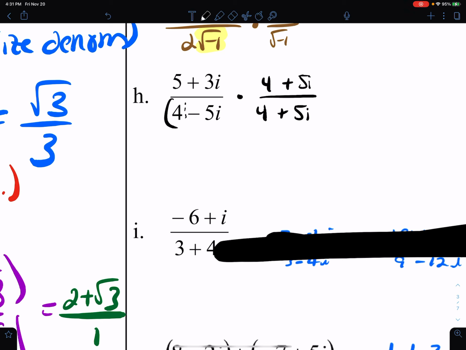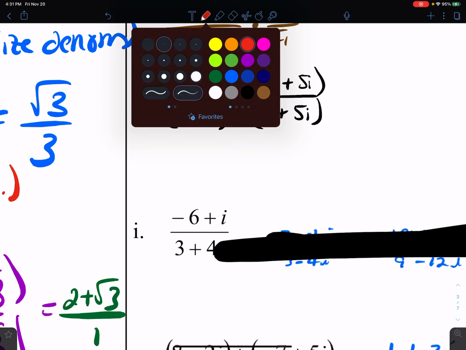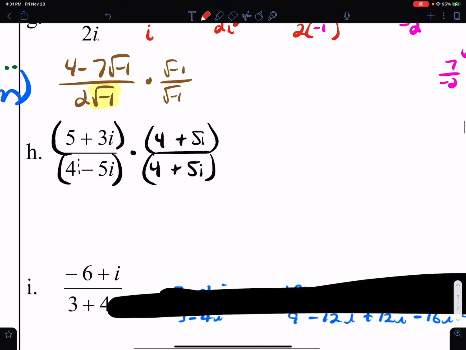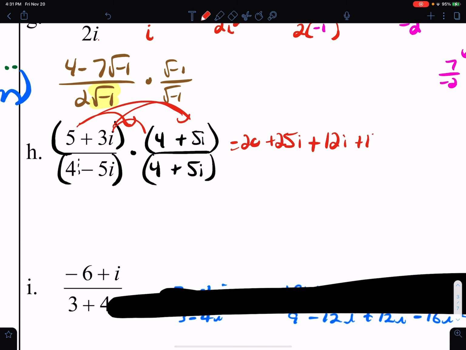Now I encourage you to put in grouping symbols so you know to do the distributive property. And then from here, it just turns into 2 multiplication problems. So we'll distribute the top. So 5 times 4 is 20. 5 times 5i, so 5 times 5, and then an i. 3i times 4, so 3 times 4, and then an i. And then again at the end, 3i times 5i, so 3 times 5 is 15. i times i is i squared.